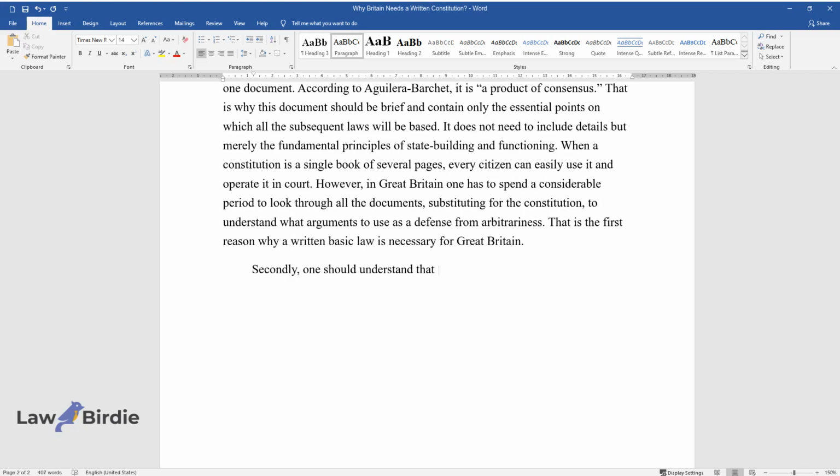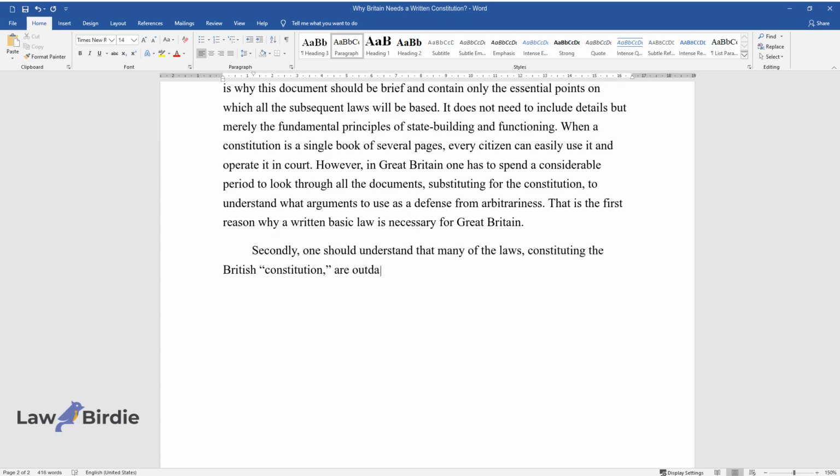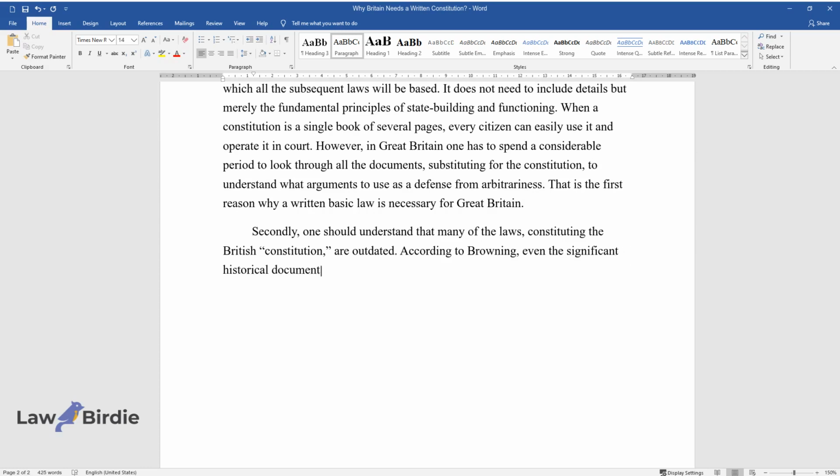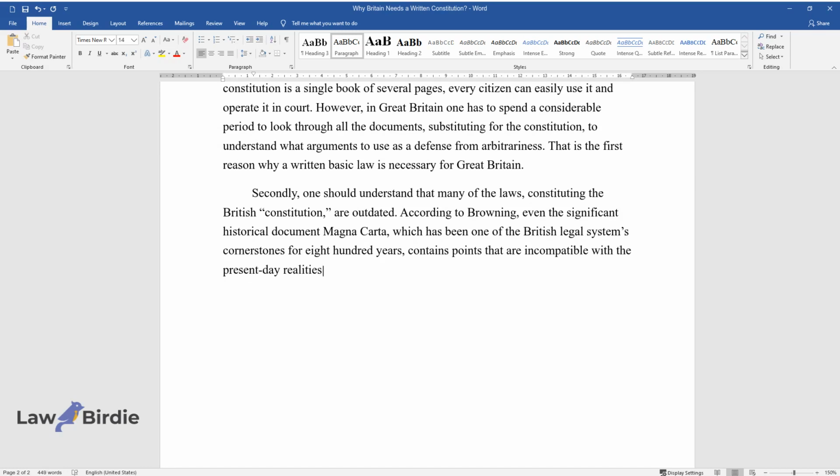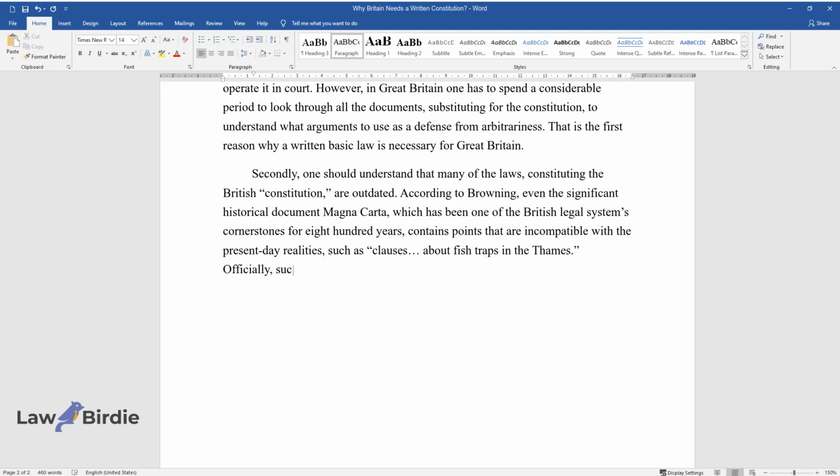Secondly, one should understand that many of the laws, constituting the British Constitution, are outdated. According to Browning, even the significant historical document Magna Carta, which has been one of the British legal system's cornerstones for 800 years, contains points that are incompatible with the present-day realities, such as clauses about fish traps in the Thames. Officially, such clauses and laws are still in operation.